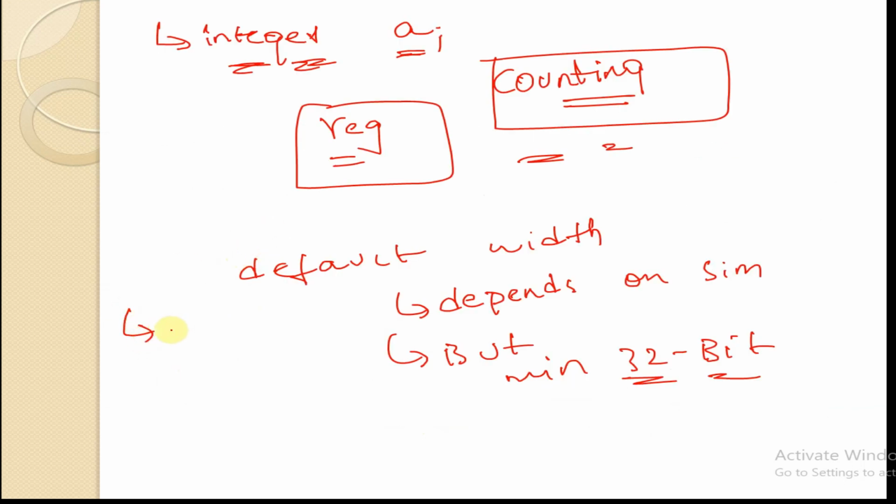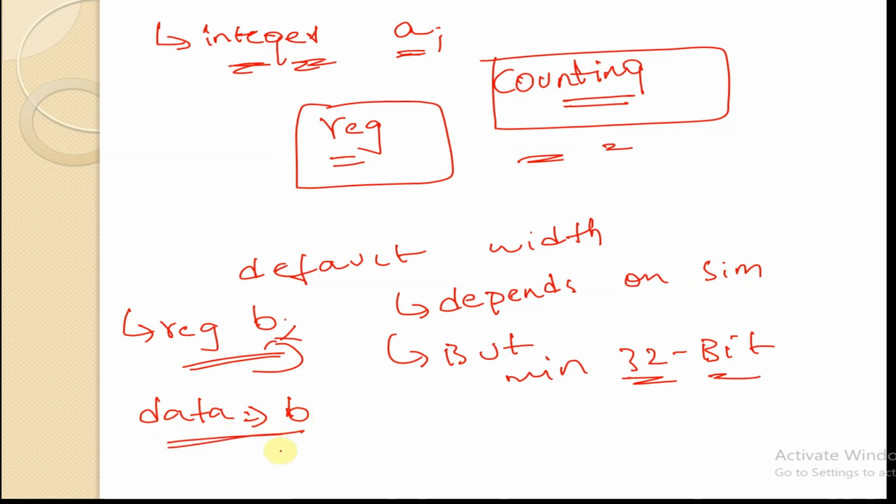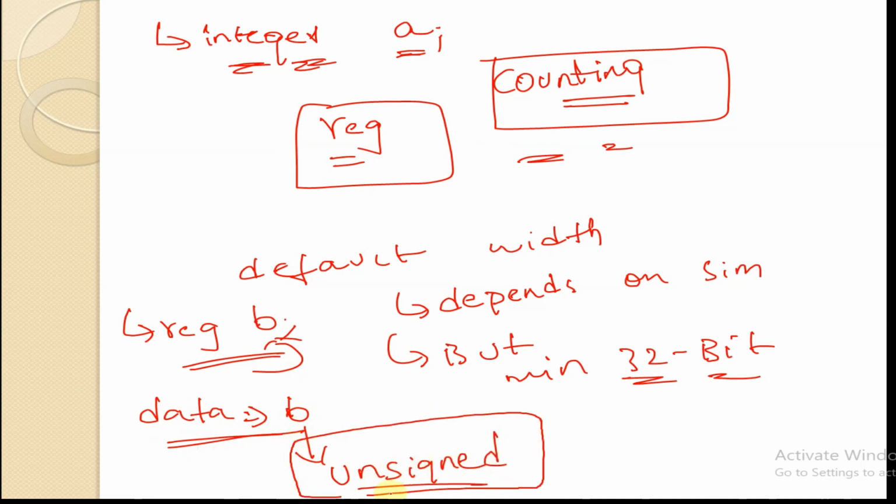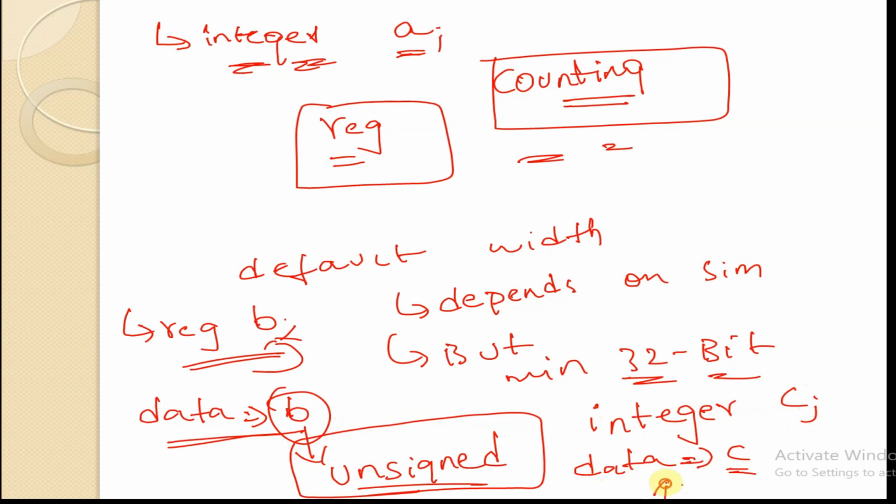So for example, if a variable is declared as a register, for example reg b, and we store any data into this register variable b, then the data will be stored in unsigned form. Whereas if we declare a variable as integer type, say integer c, and we try to store any data into c, then the data will be stored in signed form.